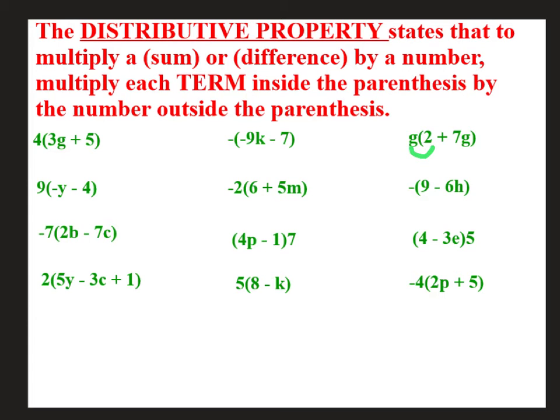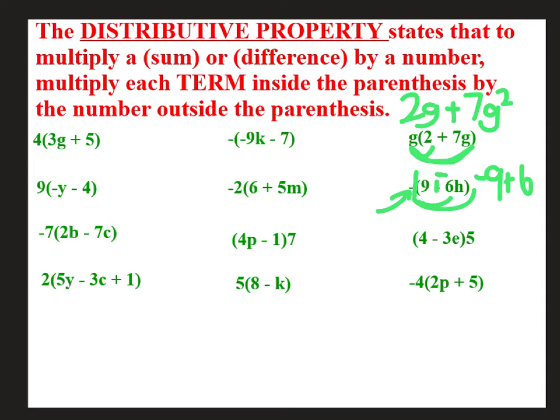What if you're taking a variable times? That's fine. G times 2 is 2g. G times 7g would be 7g squared, because it'd be 7 times g times g, and we would group that as g squared. This negative right here really means the opposite of everything, right? That's one way you could think of it, as the opposite of the quantity 9 plus negative 6h. You could also think about it as that negative 1 multiplied by it. That would become a negative 9 and a positive 6h.